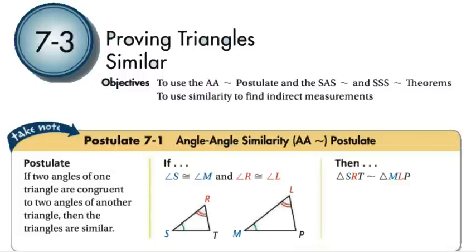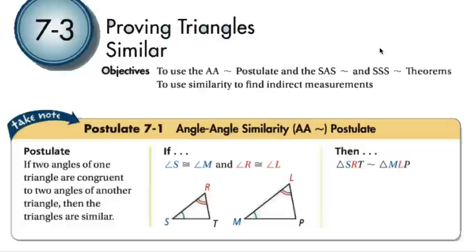Well, welcome back. This is lesson 7.3 on proving triangles similar. And this will be very, no pun intended, but this will be similar to what we did with our triangle congruence theorems. But this time we will have similarity theorems. So our first postulate is the angle-angle similarity postulate.